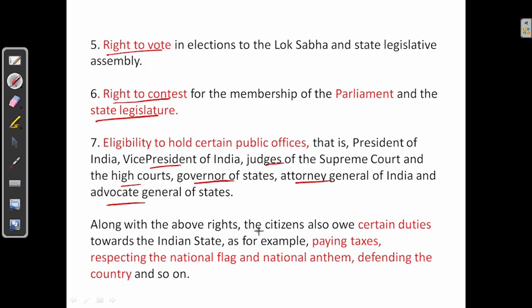Along with the above rights, the citizens also owe certain duties towards the Indian state. For example, paying taxes, respecting the national flag and national anthem, defending the country and so on. All these are only for the citizens of India and not for the aliens.